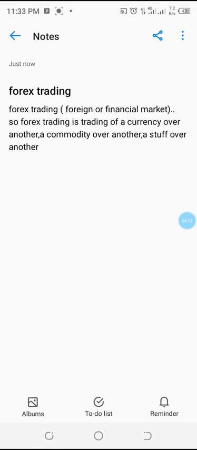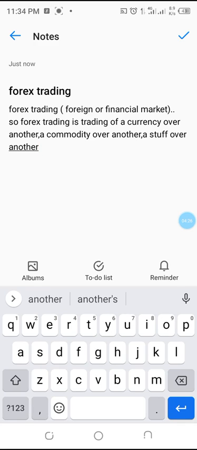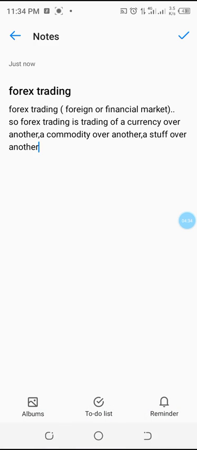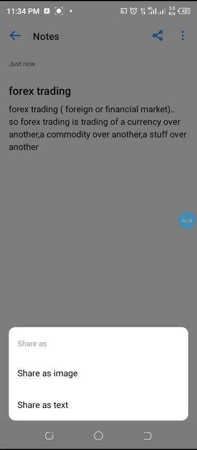So Forex trading, as I've said, is the exchange of one currency in order to get another one. You are giving a particular currency in order to get a particular amount of the other one. That is what Forex trading is all about. And now there are some things I would like you guys to know about Forex trading.